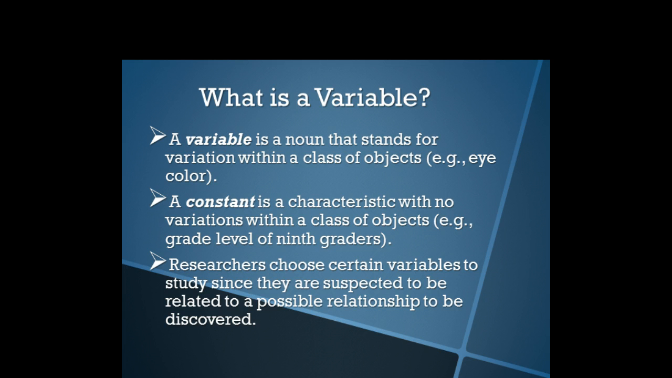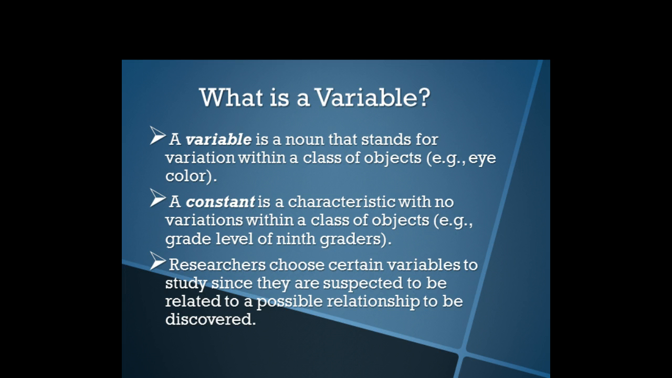When designing a study or thinking about their research questions, researchers choose certain variables to study since they suspect that those variables are related to whatever the question, issue, or problem is that they want to explore. So they select the variables because they think that those particular things might be what's making the difference in the group that they would like to study, or might be the thing that is different, right?